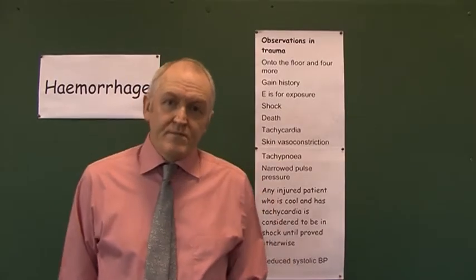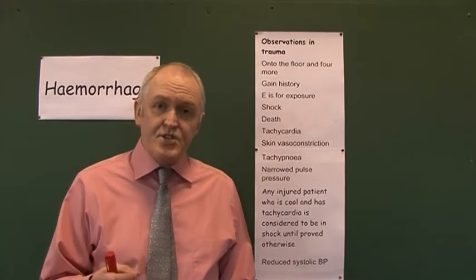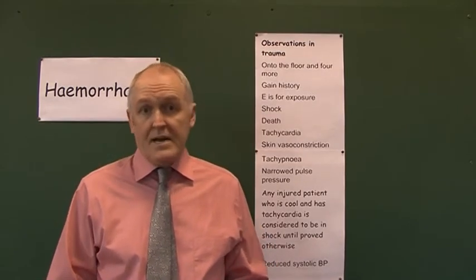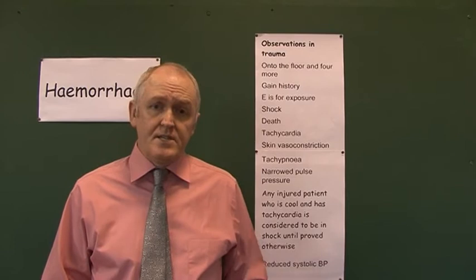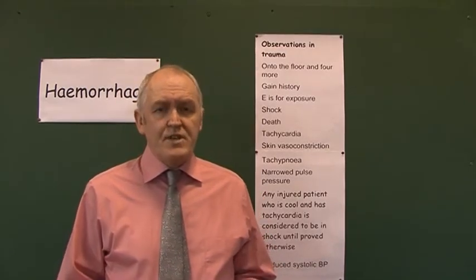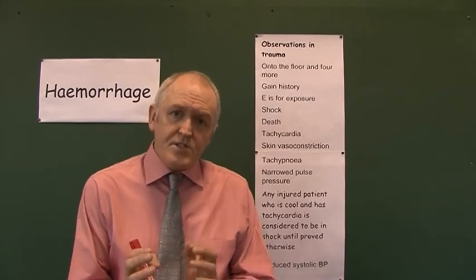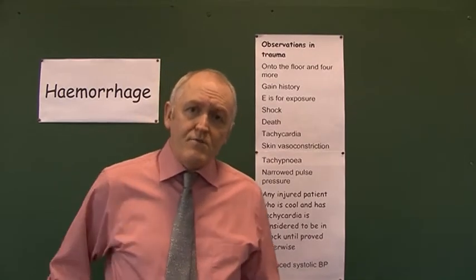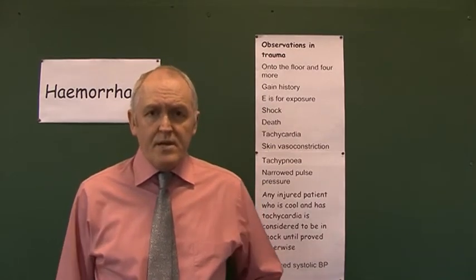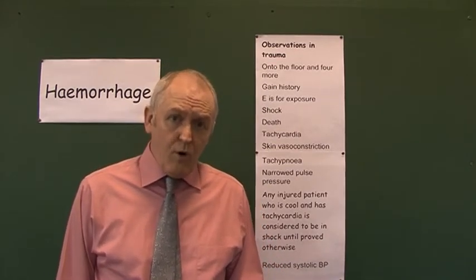We're now thinking about observations we might make of hemorrhage in the trauma situation, after an accident, after a fall, after a road traffic accident, or whatever it is. And the first is we need to think about where the hemorrhage might be. So the blood's no longer in the blood vessels. Where has it gone? So the rhyme here is bleeding can be onto the floor and 4 more.